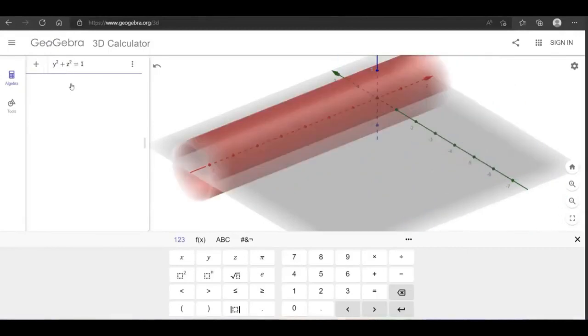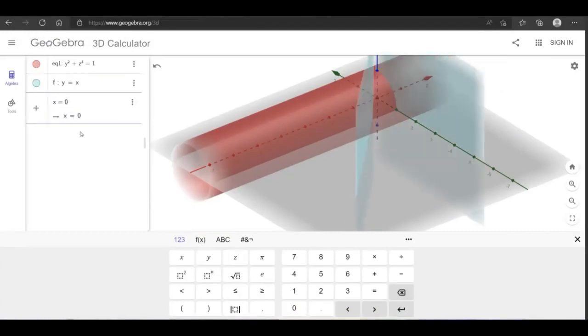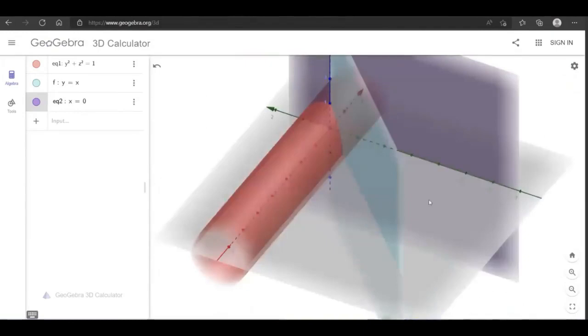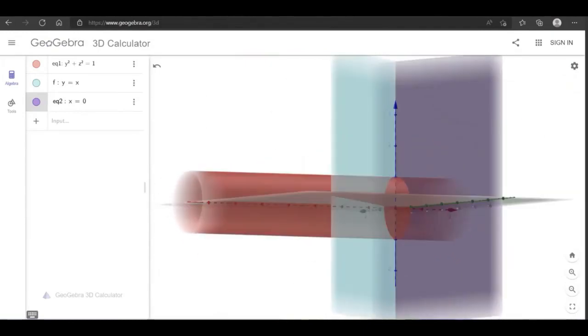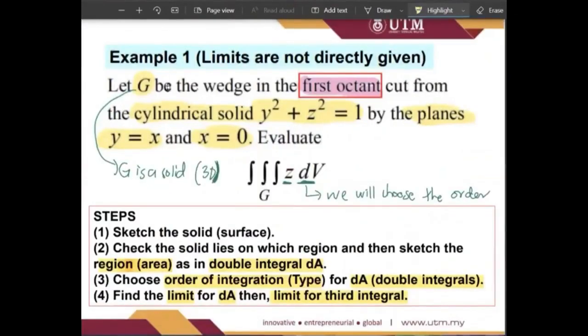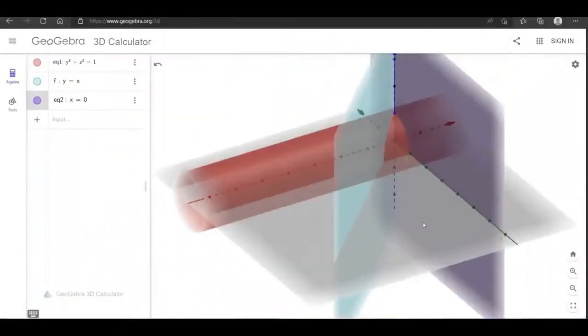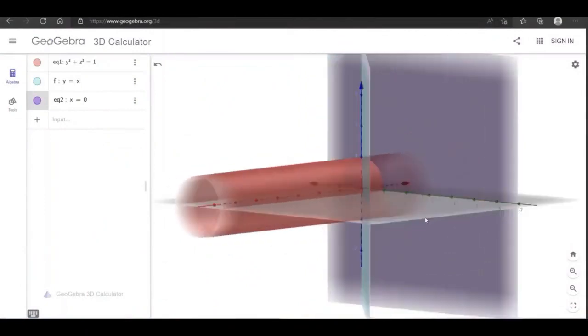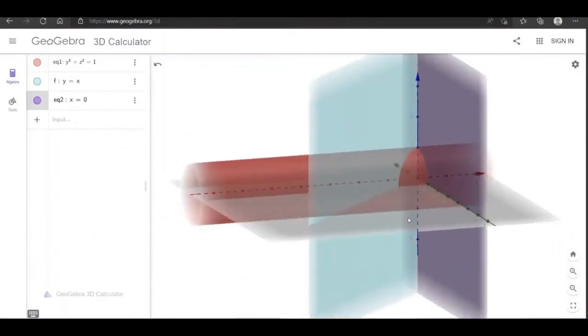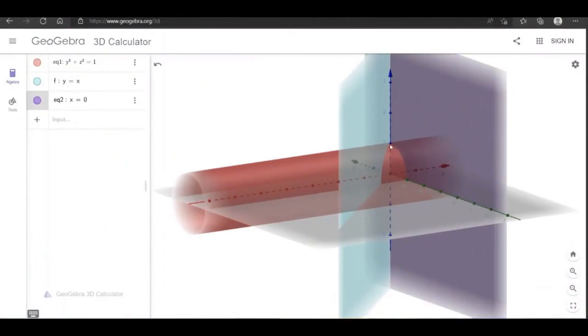Okay, so we have the cylinder, and then we have y equal to x, and then we have x equal to 0. So you see, we have this region. So where is G? We read the question. The question said G is the wedge in the first octant. So if we talk about the first octant, where is it? The first octant is at positive z, positive y, and positive x. So here, this is the region.